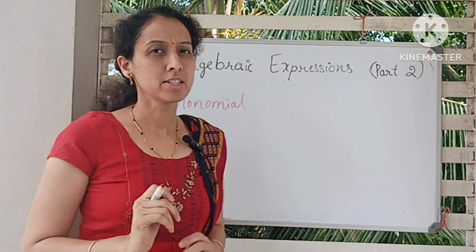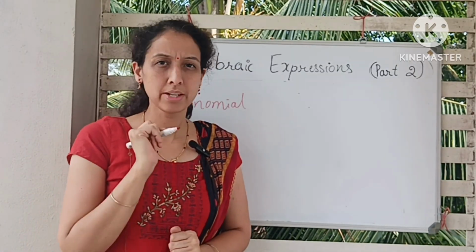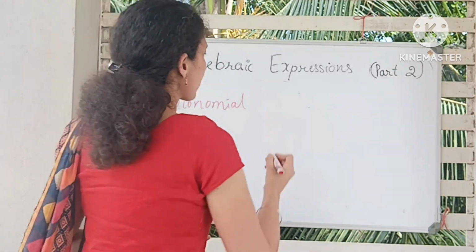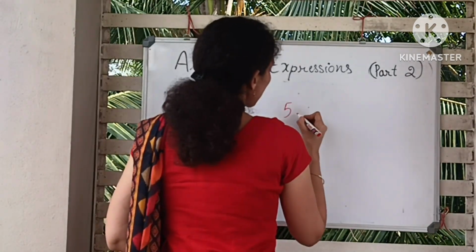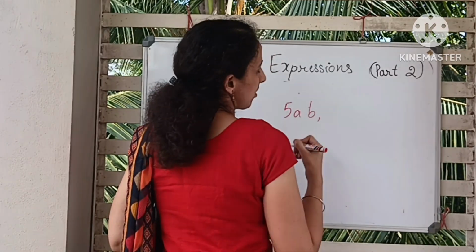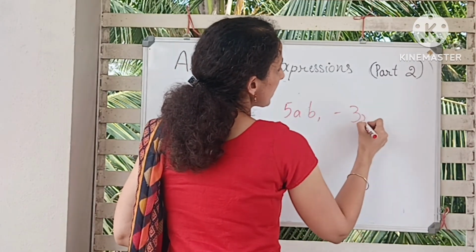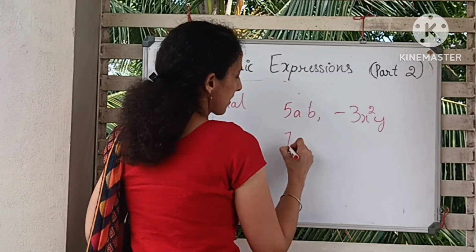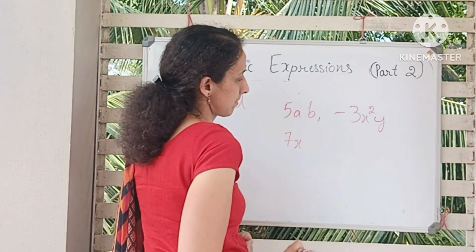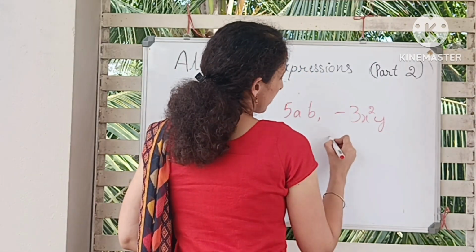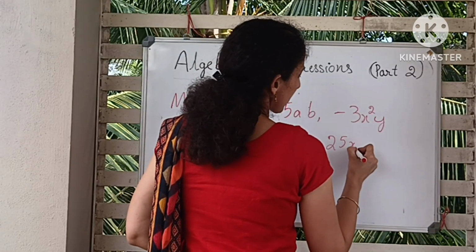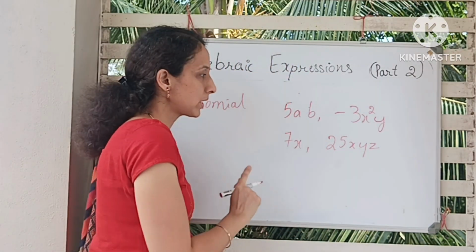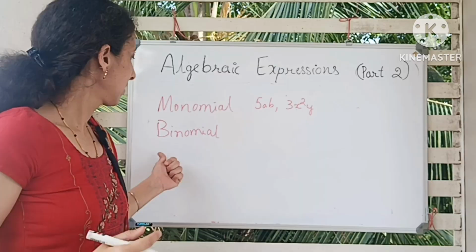Monomials. An algebraic expression that contains only one term is called a monomial. Example, pi ab, or minus 3x square y, 7x, 25xyz. All these contain only one term.